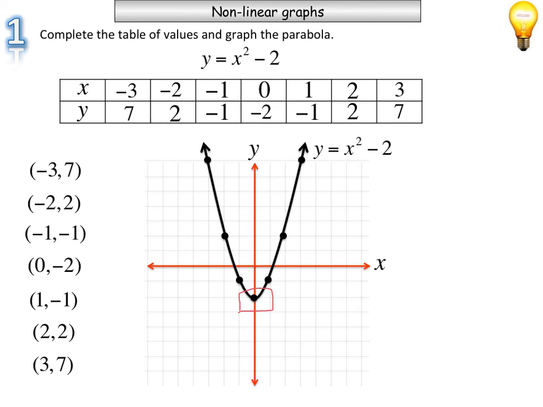It only has one y-intercept, but it has two x-intercepts. So that's something a little bit new for us. So we've got two x-intercepts and one y-intercept. We don't have to work them out. We only had to sketch the parabola. So just make sure that you don't use a ruler for these, and as accurately as possible, draw your parabola.